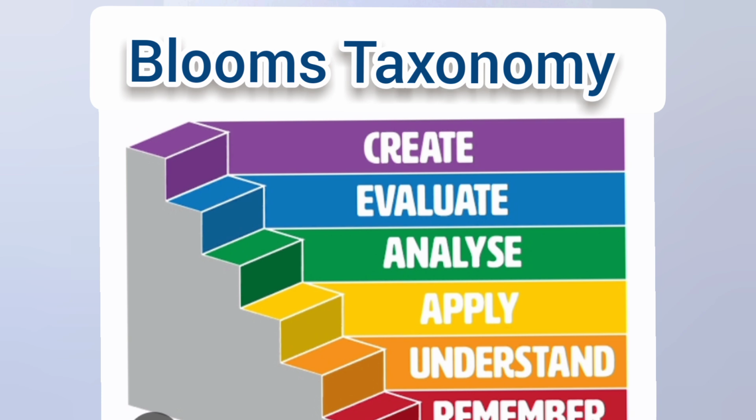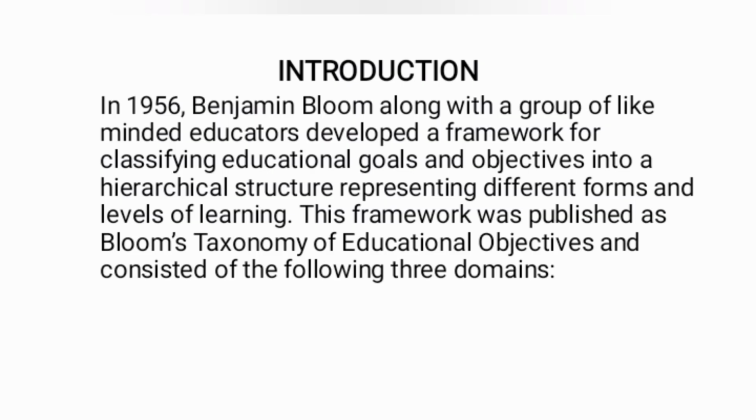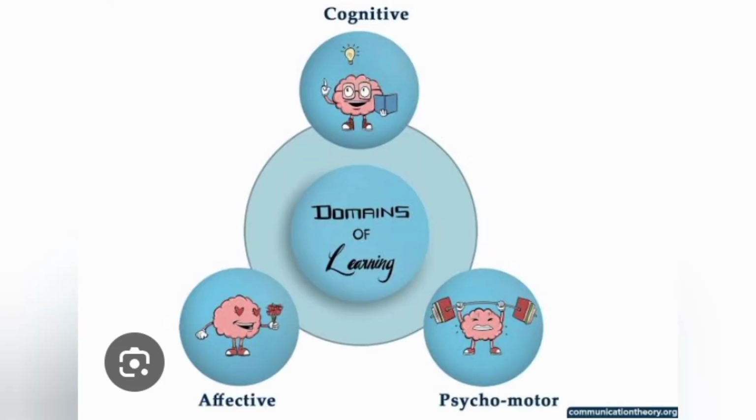Introduction. In 1956, Benjamin Bloom, along with a group of like-minded educators, developed a framework for classifying educational goals and objectives into a hierarchical structure representing different levels of learning. This framework was published as Bloom's Taxonomy of Educational Objectives and consisted of the following three main domains.